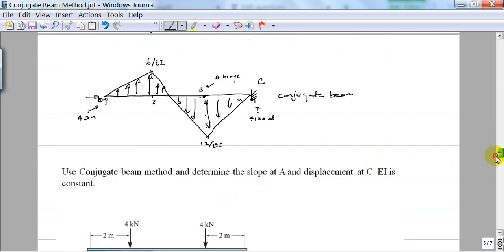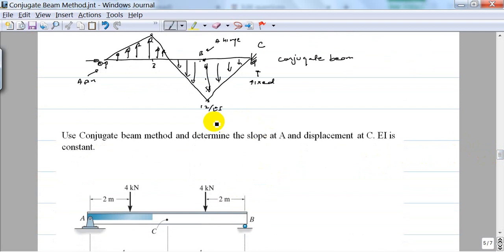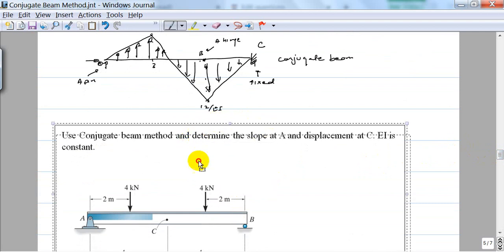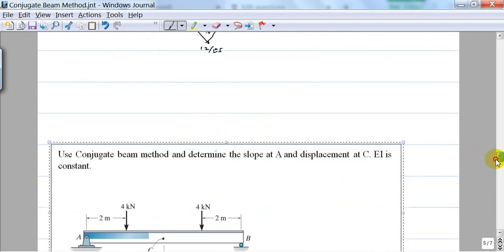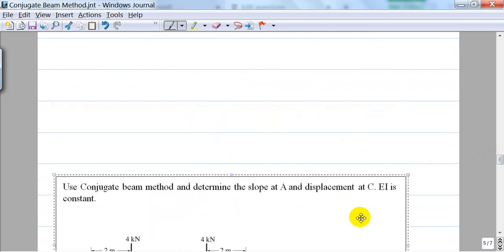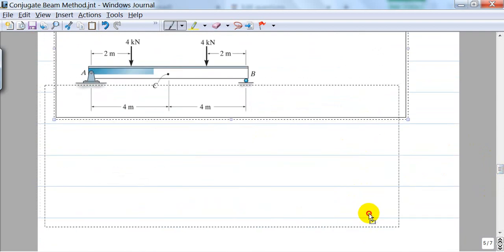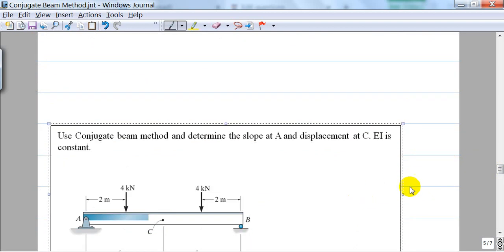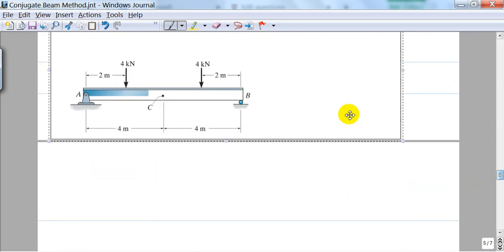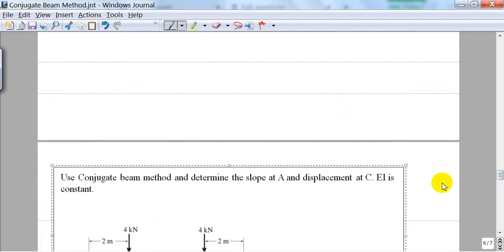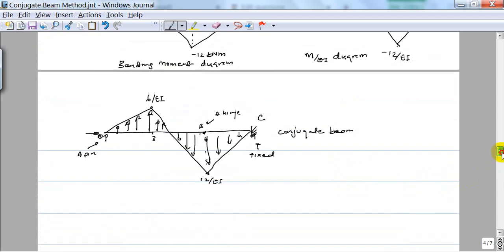I'm going to shift this question a little bit down because I need more space to solve this problem. Because this is the second problem we are going to look at, so now let me move this. Okay, that's good.